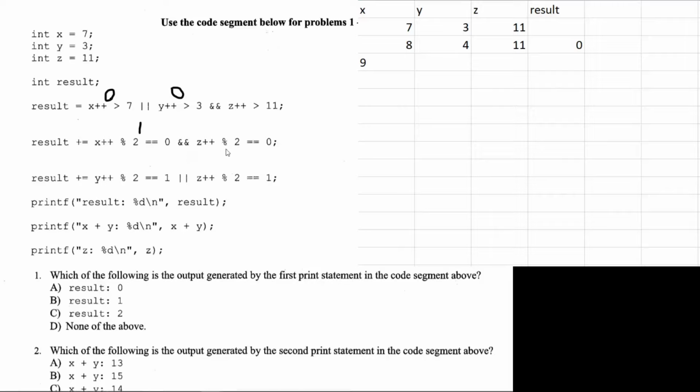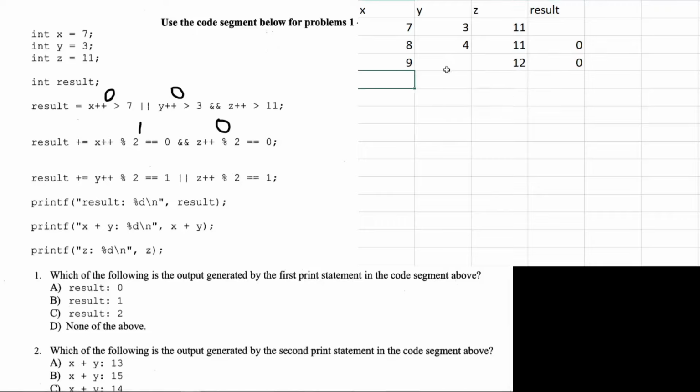We're going to use Z++, so we're going to increment Z to 12. But again, it's postfix, so we're going to use the value from the line before, which is 11. 11 modulus 2 is 1, which is not equal to 0, so this is going to be 0. So the result is going to be 0. We add that to 1, and we add that to 0, and we get 0.